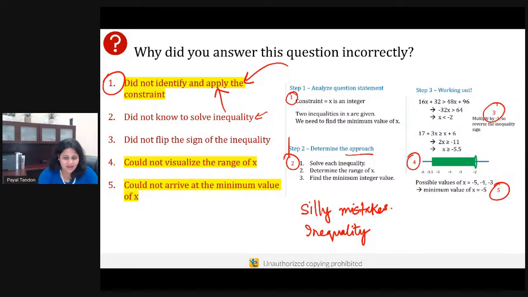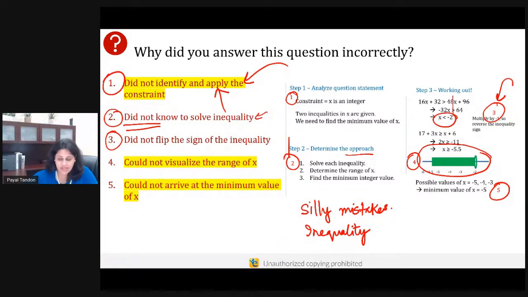So you could have made that mistake, which means that you have a conceptual issue. Or maybe you didn't flip the sign of the inequality. That is also a conceptual issue. Or you could not visualize the range. How do you combine these two ranges and come up with this? In that case, you were not able to visualize the range. That's a process skill of visualization, which is applicable across the board. Or you could not take the possible values of x as minus 5, minus 4, minus 3 and draw the inference that the minimum value of x is minus 5. That's another process skill, drawing inferences, which is not specific to inequalities. It is a global process skill which is applicable across the board.